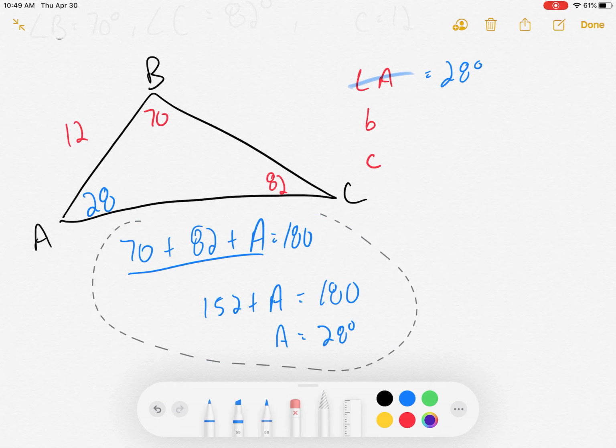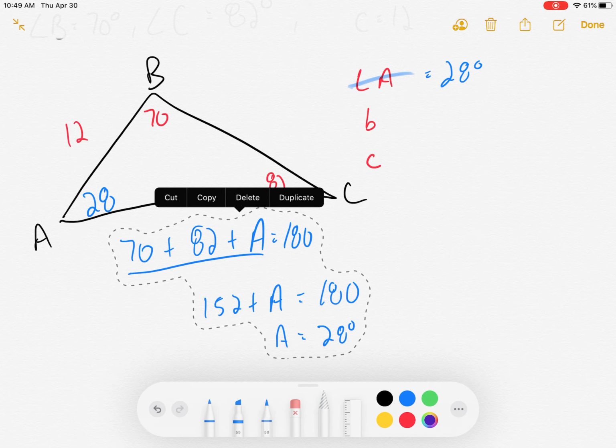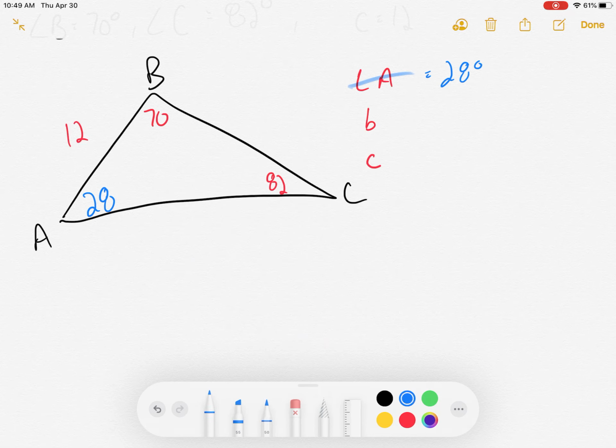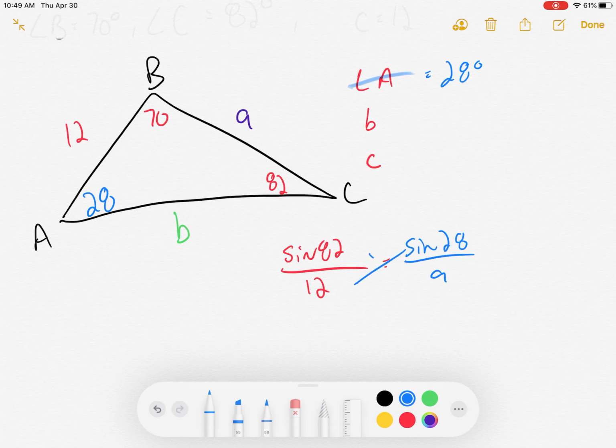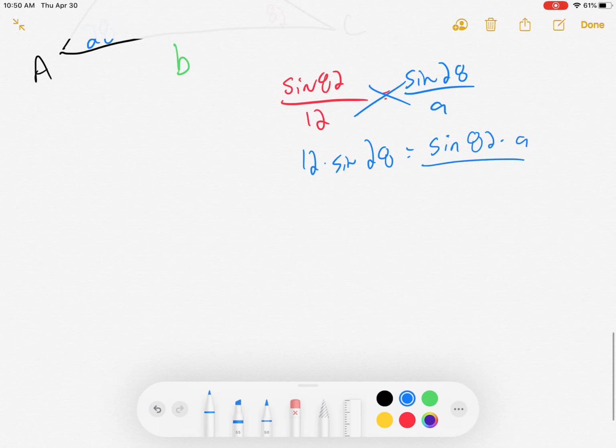Okay, from there, I'm going to erase this part now. From there, what we need to do is use the law of sines to figure out side A and side B. I'll do that in purple. It's actually pretty simple. What we need to do is say sine of C, so sine of 82 over side C, which is 12, equals, let's do A first, sine of 28 over A. Cross multiply, 12 times the sine of 28 equals the sine of 82 times A.